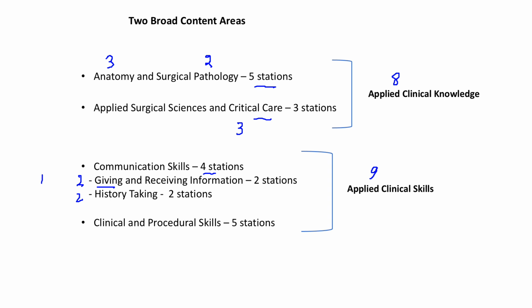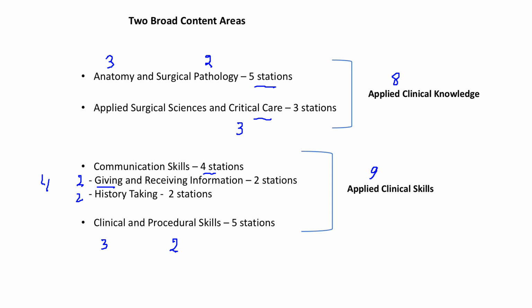So there are 4 communication skill stations and 5 clinical and procedural skill stations. Out of these 5, 3 stations are clinical examination stations in which you do physical examination, like examination of the shoulder, hand, or abdomen, and there are 2 procedural skill stations. So we can see that each broad content area has several stations.